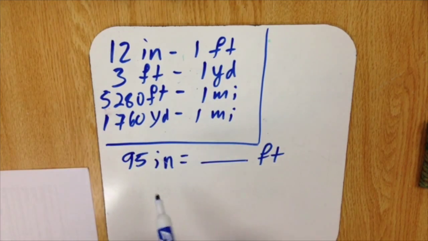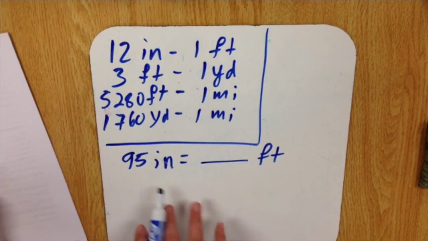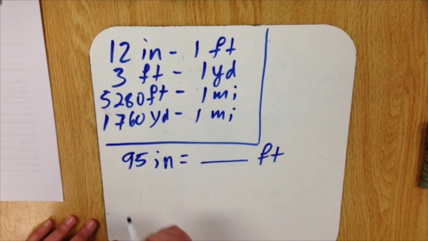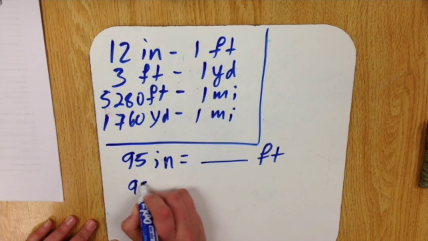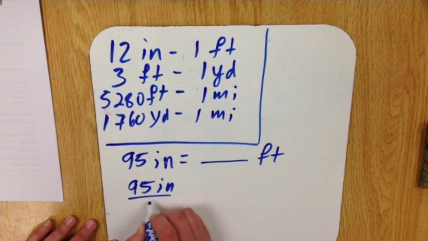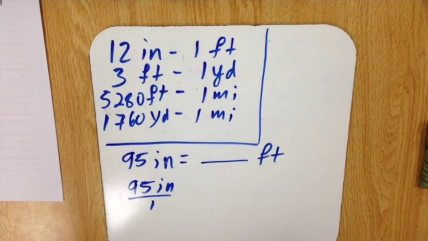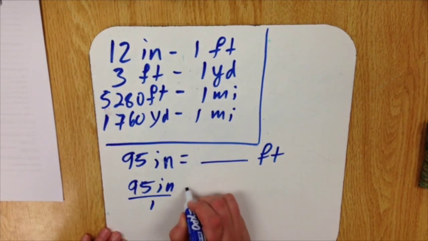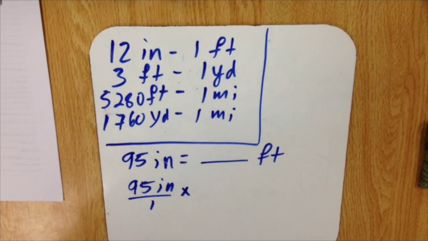So let's say that I have 95 inches and I want to turn it into feet. In order to do that, I have to figure out what the conversion factor is. I'm always going to start with what I have, which is 95 inches, and I'm going to put it over 1, because let's face it, every number really exists over 1. I just tend to ignore the 1 because anything divided by 1 is itself. Then I'm going to multiply it by whatever my conversion factor is.